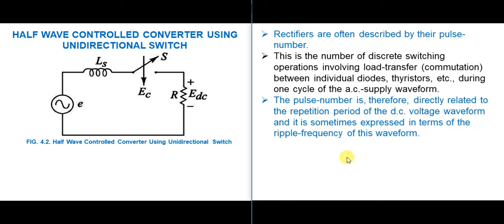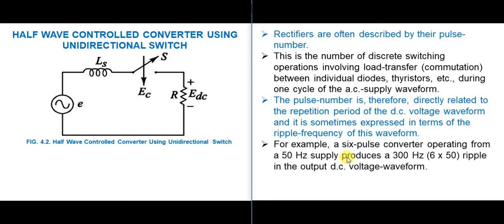The pulse number is therefore directly related to the repetition period of the DC voltage waveform, and it is sometimes expressed in terms of a ripple frequency of this waveform. For example, a 6 pulse converter operating from a 50 Hz supply produces a 300 Hz ripple frequency, which means 6 into 50, in the output DC voltage waveform.